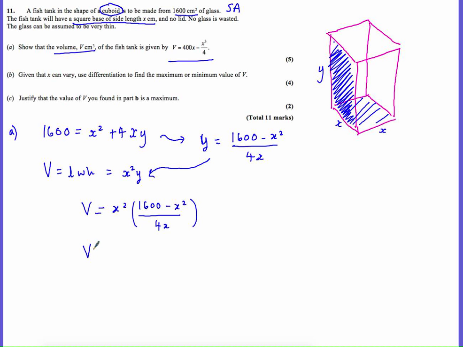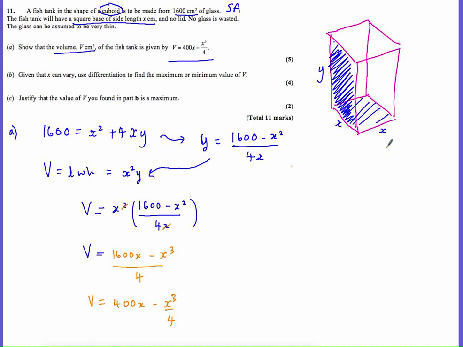You can expand that out and do what you like with it if you wanted. Remember the x squared times everything on the top, or you could cancel it down with stuff on the bottom, so the x squared and the x on the top will cancel. So that's just going to give me 1600 times x minus x cubed over 4. Nearly got what they want. 400 over x minus x cubed over 4. Just dividing each bit by 4 gets what they want.